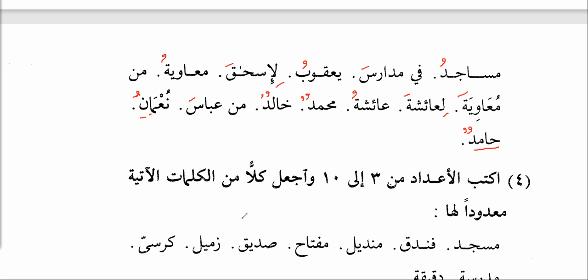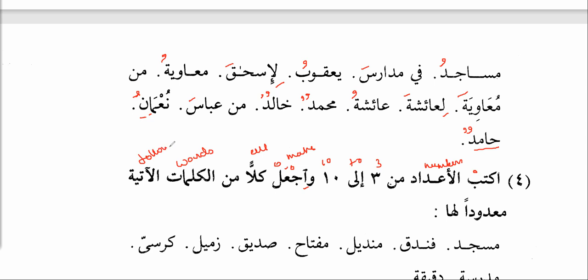Then in the fourth one, what is the question here? Uktub al-a'dad. Uktub, a command. A'dad, numbers. You have to write the numbers from 3 to 10. Wa ij'al. Ij'al is the command to make. Make it what? Kullan, all. Min al-kalimat al-atiya means you have to make the number names using the nouns given before. Al-kalimat al-atiya, the following words.